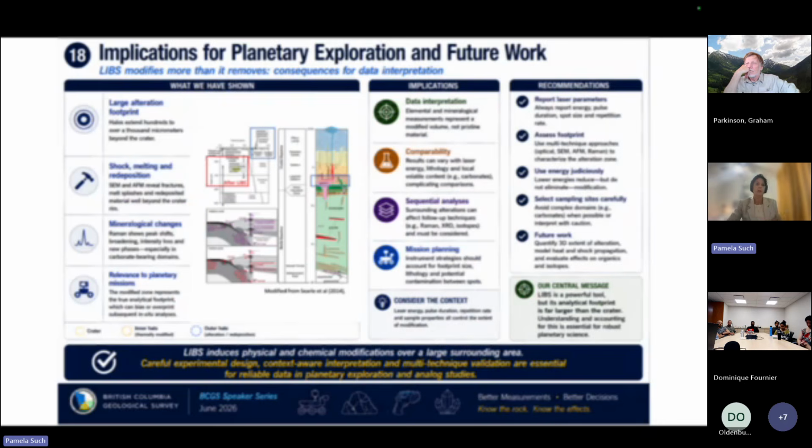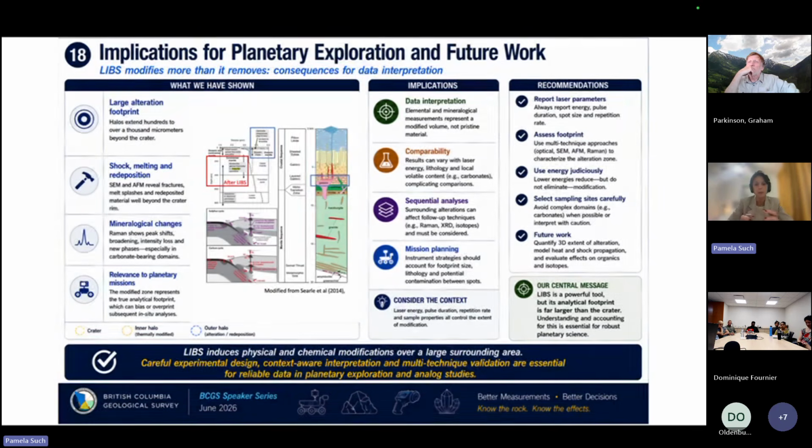And what this means, especially for planetary exploration. As I explained in the beginning, LIBS and Raman are incorporated in the Perseverance rover. When we shoot LIBS and then use Raman to analyze the same area without knowing that we changed the mineralogy, we are changing the complete geological story, the history of the sample.